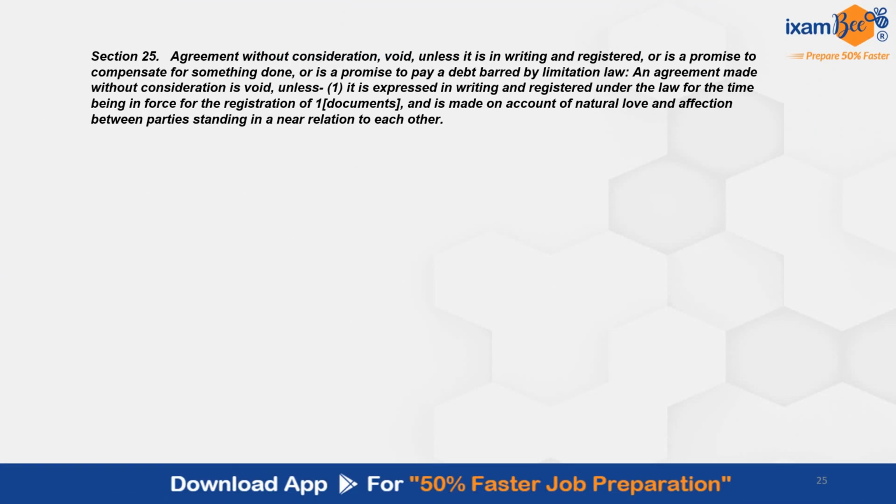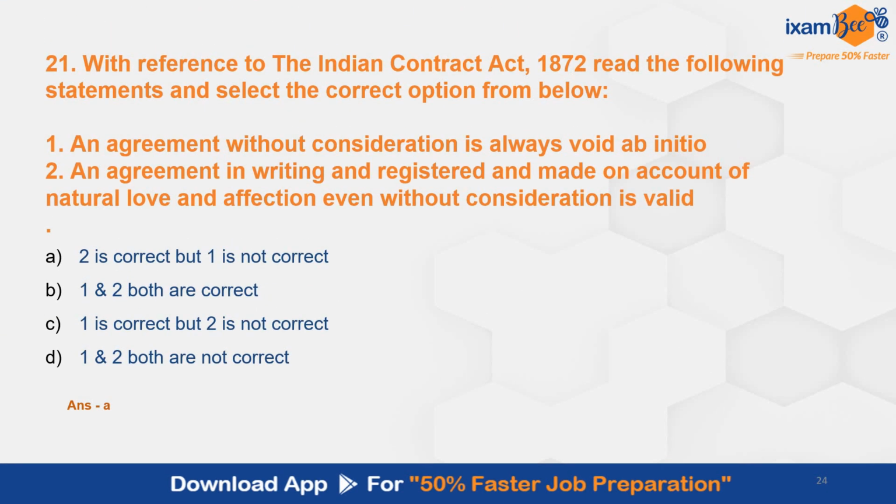Section 25 says agreement without consideration is void unless it is in writing and registered, or is a promise to compensate for something done, or is a promise to pay a debt barred by limitation law. So as option 1 says, an agreement without consideration is always void ab initio. It's not always void ab initio. It's void unless option 2.